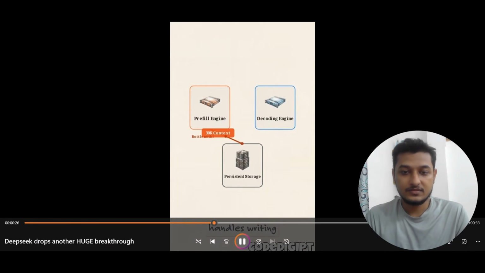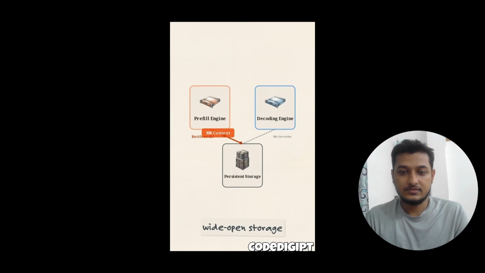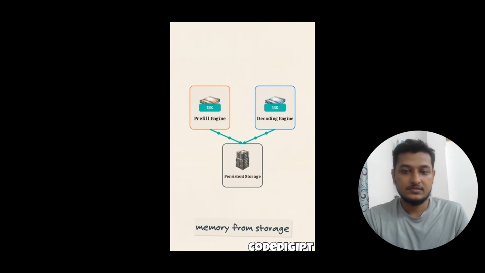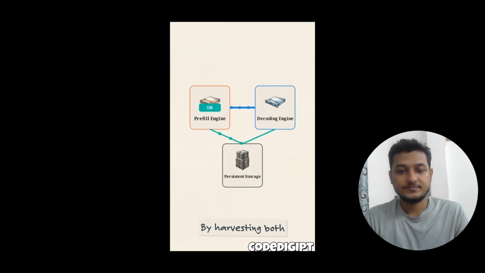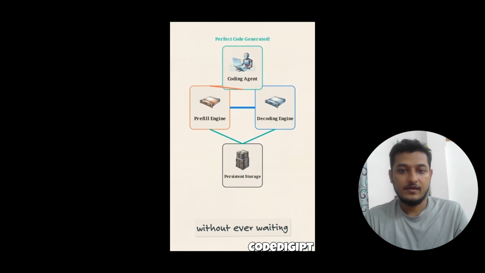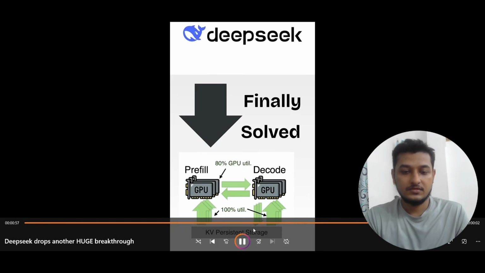Meanwhile, a separate node handles writing the actual code, the decoding engine. It sits perfectly idle with its own wide-open storage connection. But it can't help, because reading the context isn't its job. DualPath breaks this bottleneck by splitting the download. It commands that idle decoding engine to pull half the memory from storage simultaneously. Then the decoding engine shoots its half over to the prefill engine using the server's ultra-fast internal hardware link. By harvesting both connections at once, the prefill engine receives the full context twice as fast. And that coding agent? It gets its entire project history instantly, generating the perfect next line of code without ever waiting on a traffic jam.